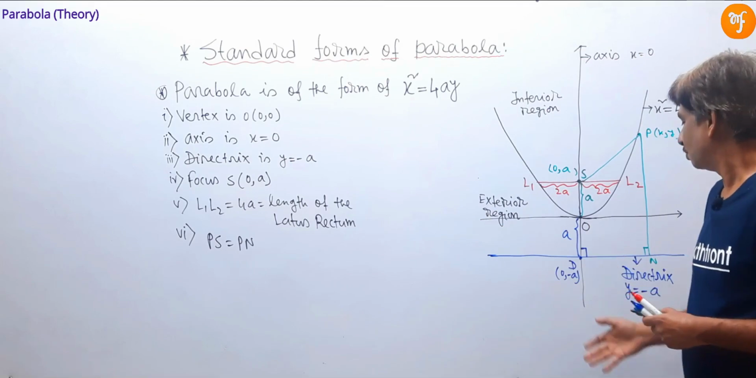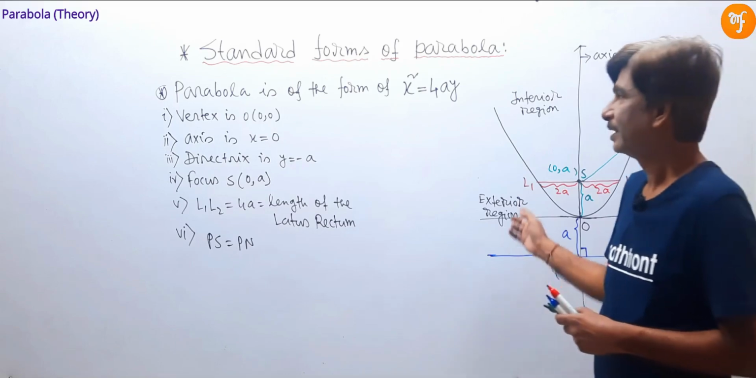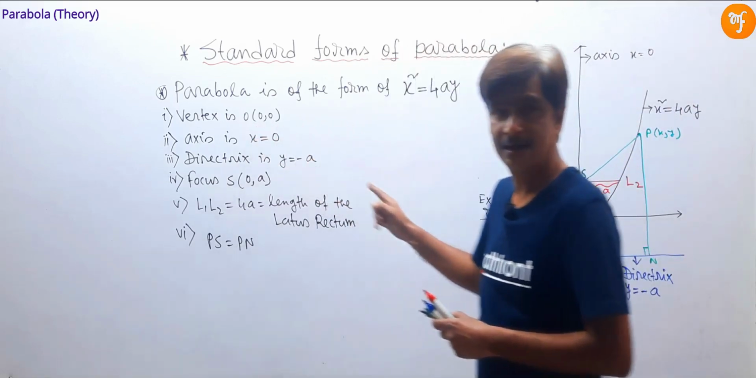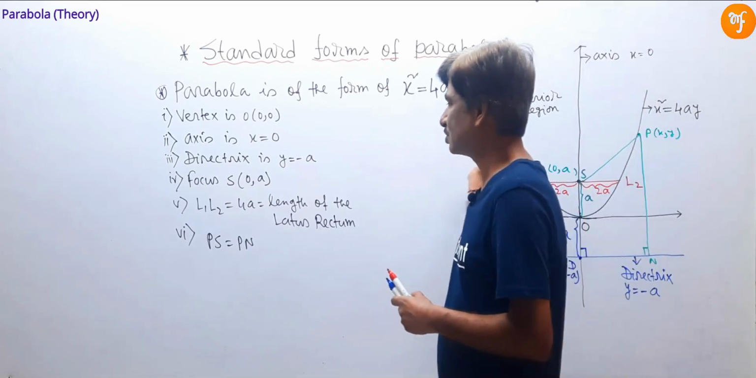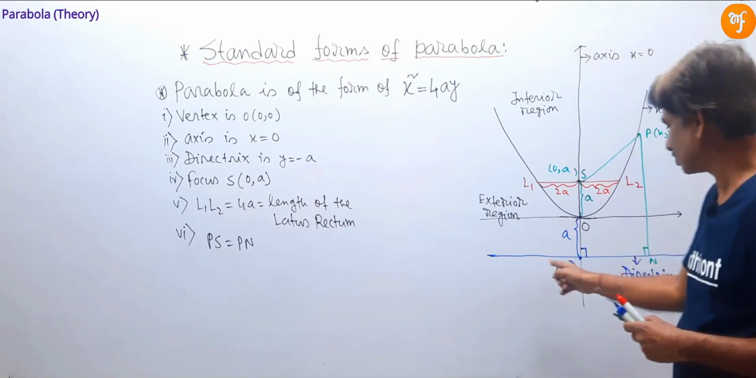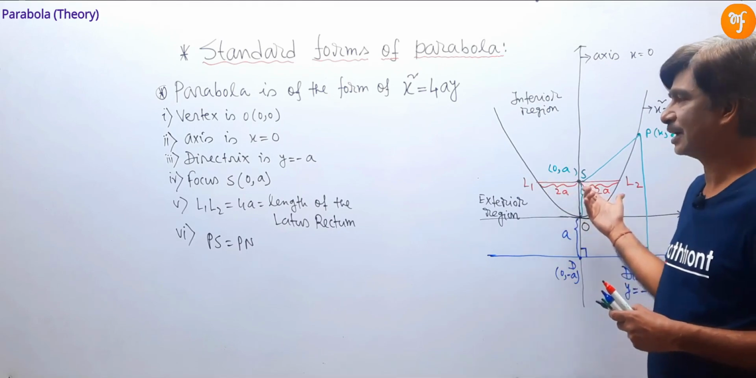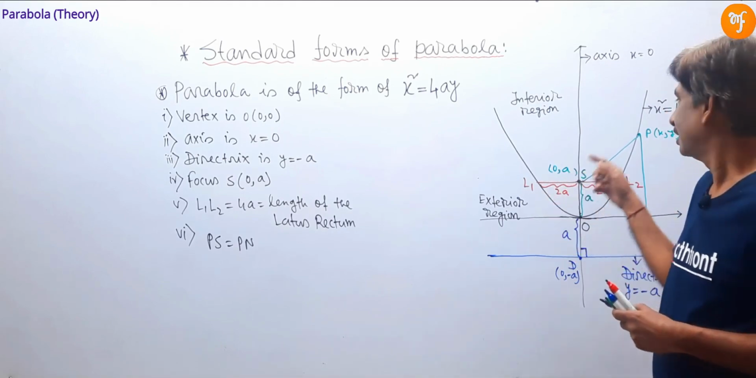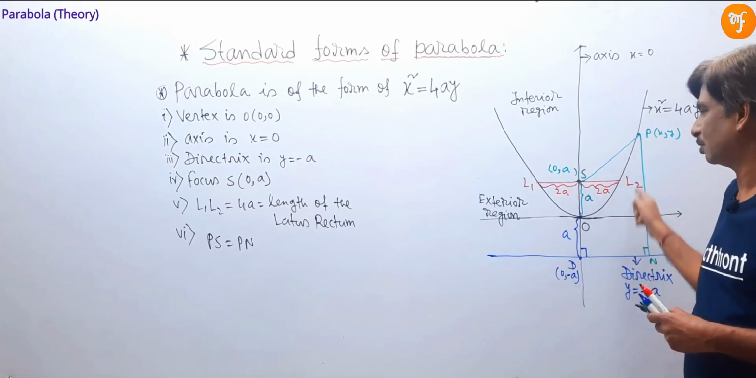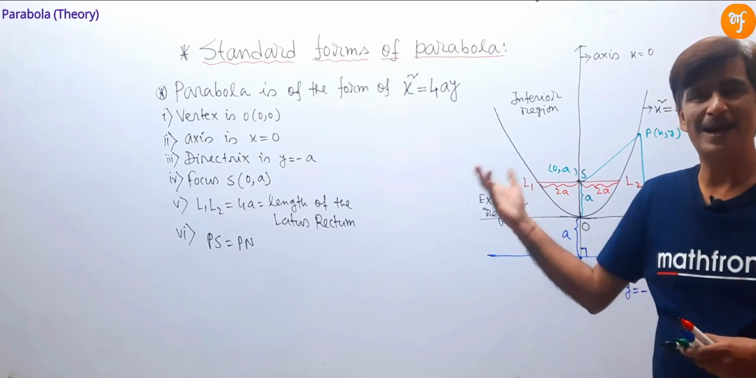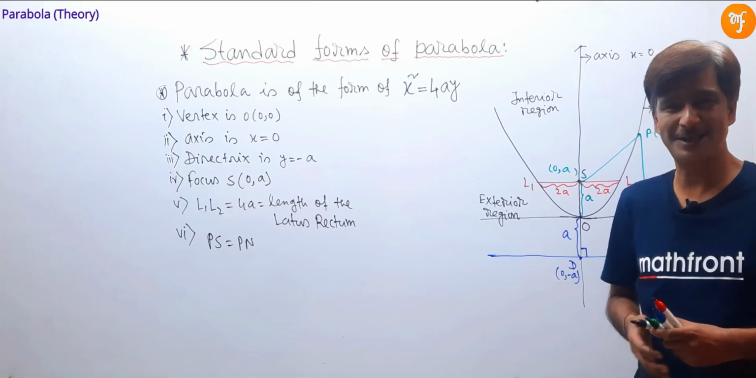Okay. So when the parabola is x square is equal to 4ay, then the parabola has its vertex at the origin. Okay, clear? When the parabola is x square is equal to 4ay, then its directrix is y is equal to minus a, the focus is at 0 comma a, and the length of the latus rectum is 4a. And if P is any variable point on the parabola, then PS is equal to PN according to the definition of the parabola. Understand? Clear?